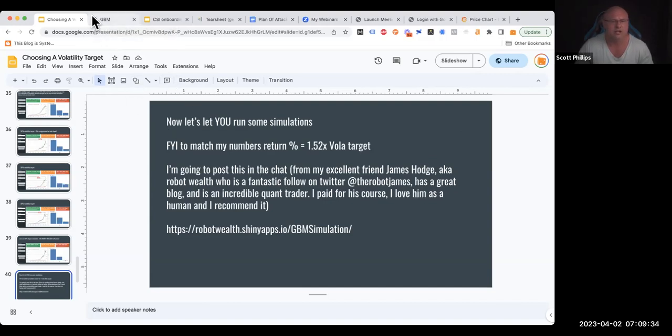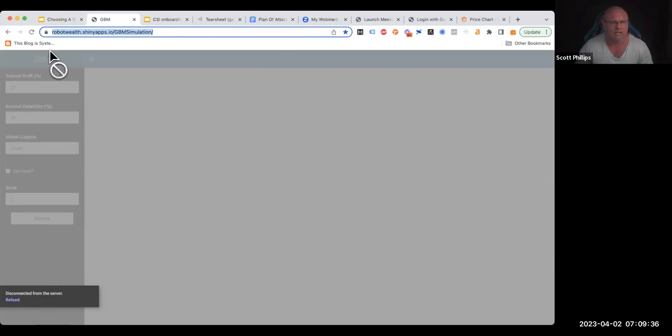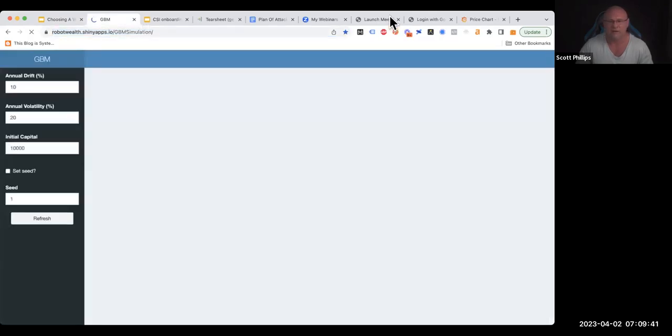And to match my numbers, what we want is a volatility target that is 1.52 times. So what we're going to do is let's do a 50% volatility target.